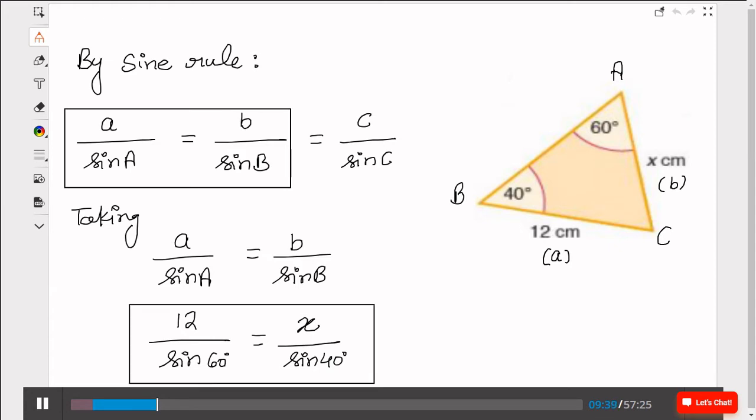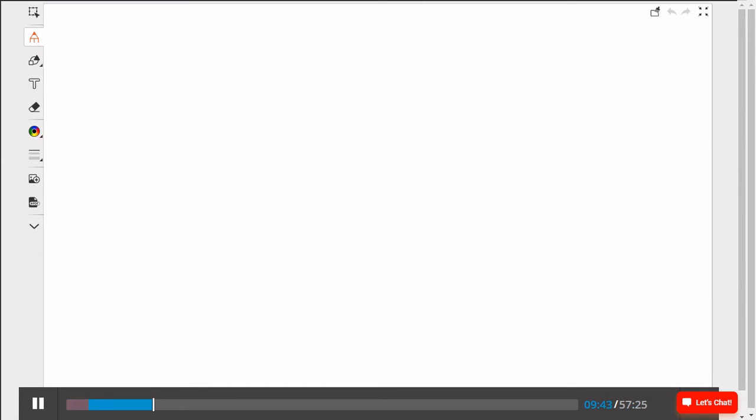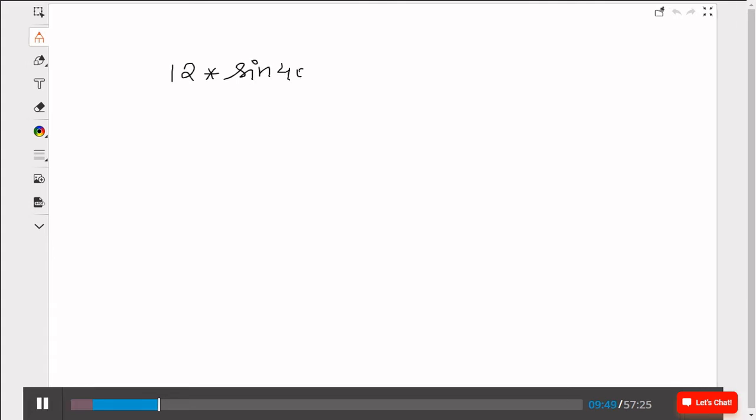We can bring sine 40 to this side. 12 times sine 40 degrees over sine 60 degrees. That's equivalent to x. We can use a calculator for now. 12 times sine 40 over sine 60. I'm directly putting it into the calculator.